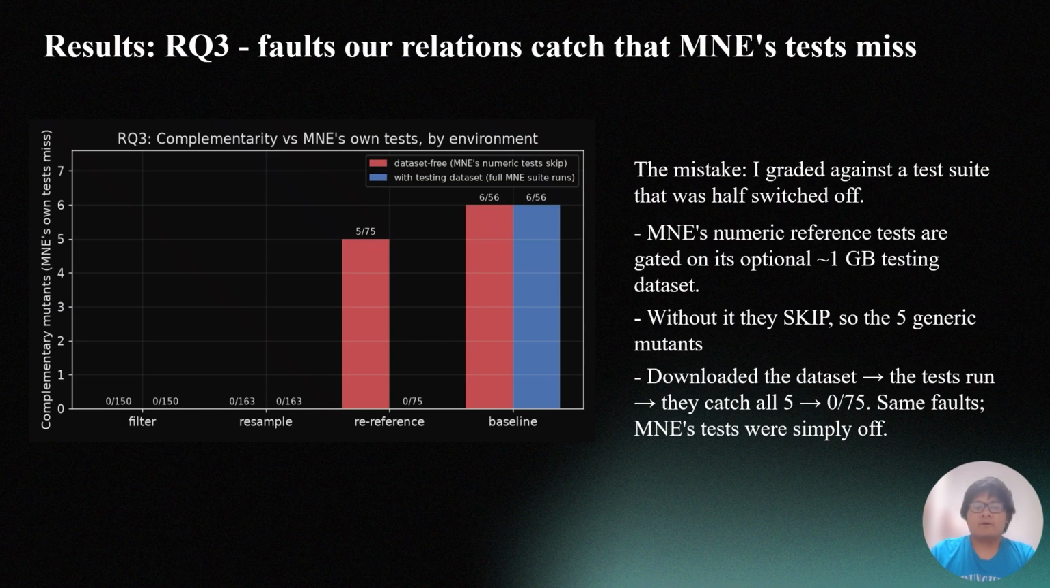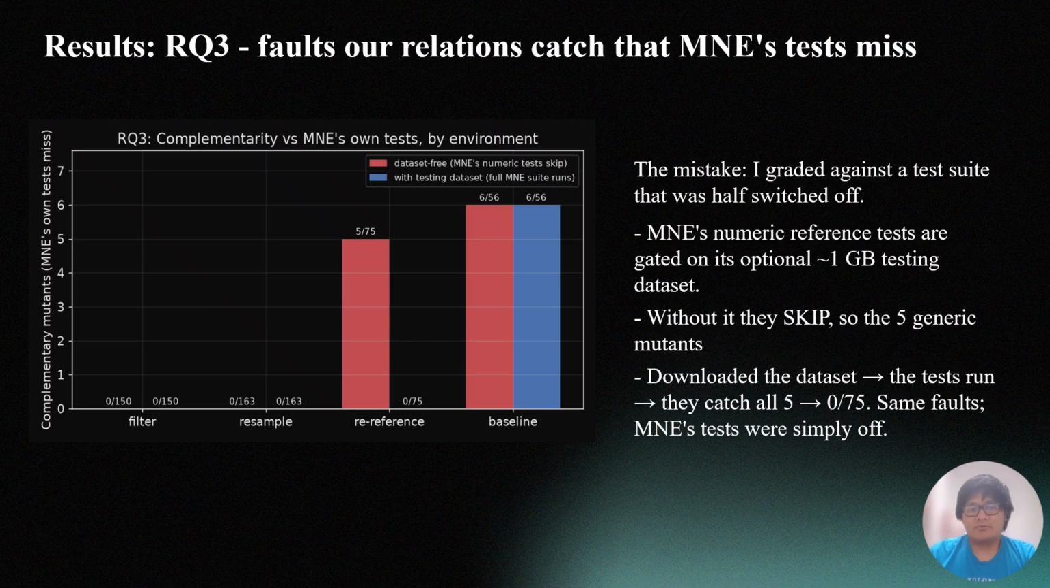So for our third question: are there faults that our relations catch that MNE's own test suite misses? If you look at the chart, the red indicates the original testing that I did, right? And it seemed really good at first, where it looked like, oh, 5 bugs that my own relations caught, where the other test suite missed, which I thought was a good thing.